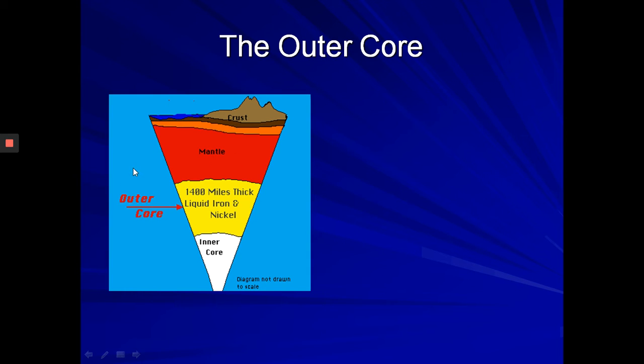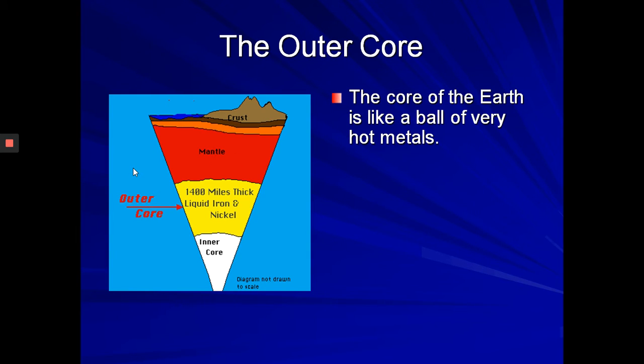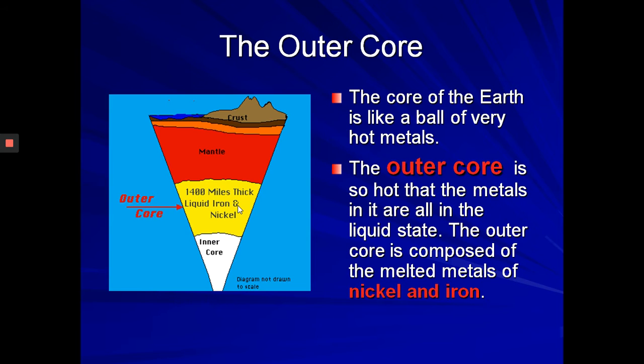Outer core. The core of the Earth is like a ball of very hot metals. So the core is actually made mainly of metal. The outer core is so hot that the metals in it are all in the liquid state. Due to the high temperature, the metals have melted down, and now they are in liquid state. The outer core is composed of the melted metals nickel and iron.